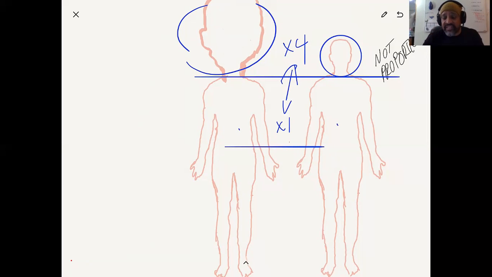And if I have to use 2 different numbers, then they're not proportional. If I use the same number for any part of the body to get this guy's part of the body, then they're proportional.